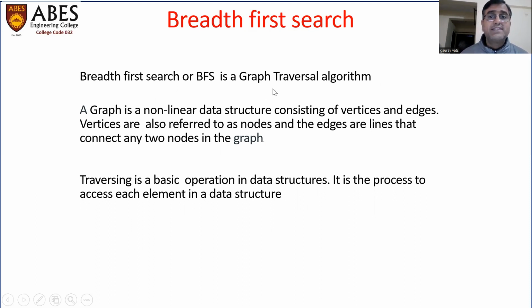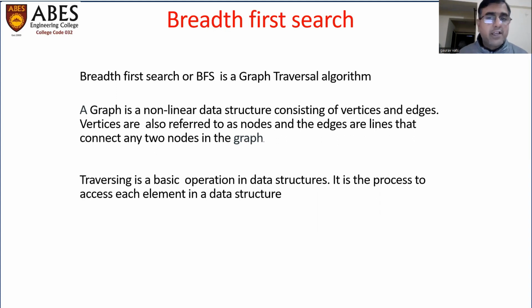Now, what is traversing? Traversing is a basic operation in data structure. It means you have to access each node at least once in a data structure. Traversing is a process to access each element in a data structure, meaning accessing each node at least once. So in any data structure, just like here, there's a graph. If you are accessing each node or each vertex at least once, that comes under traversing.